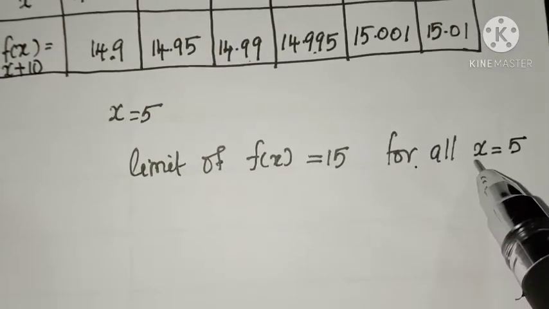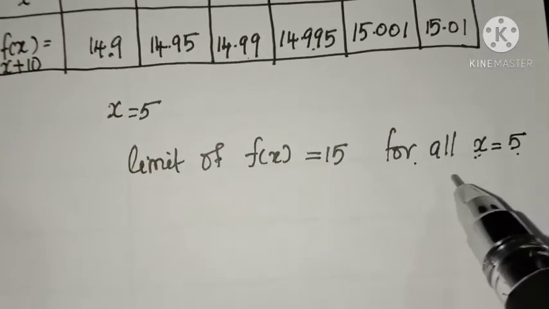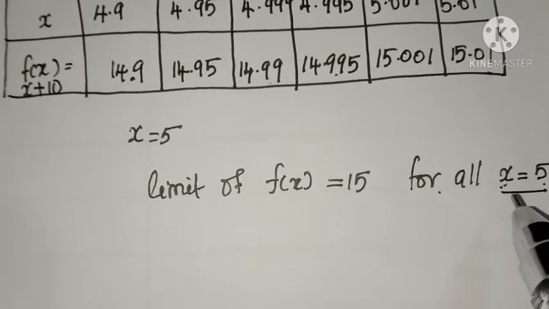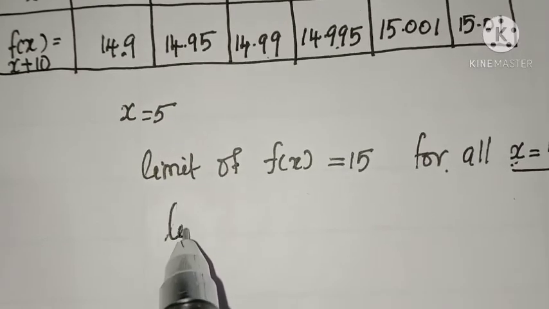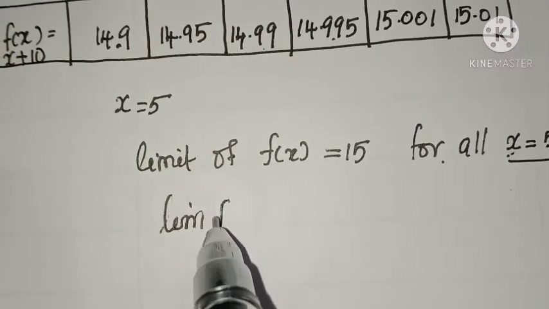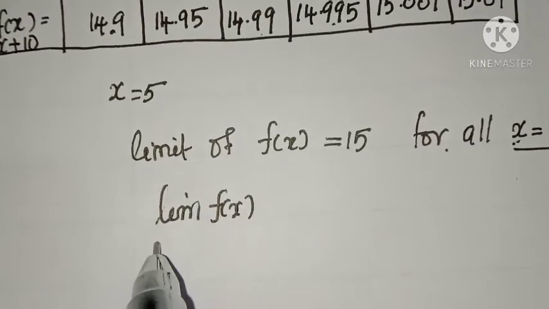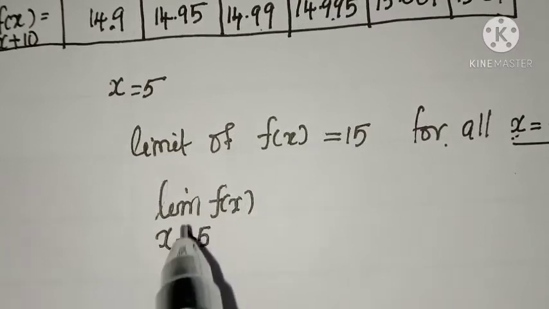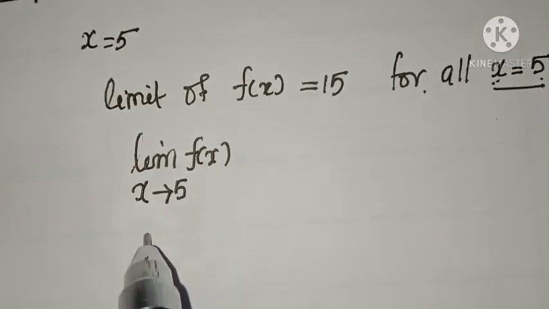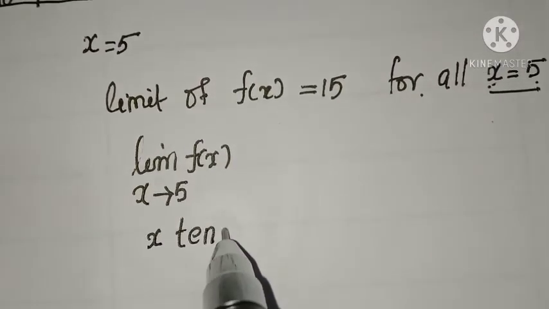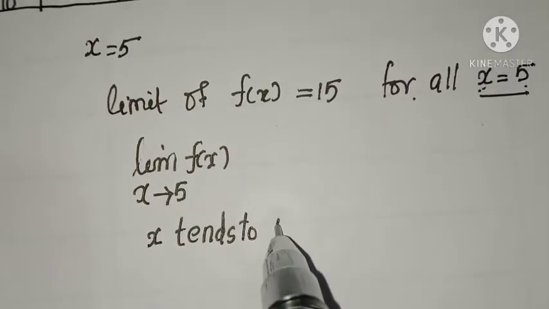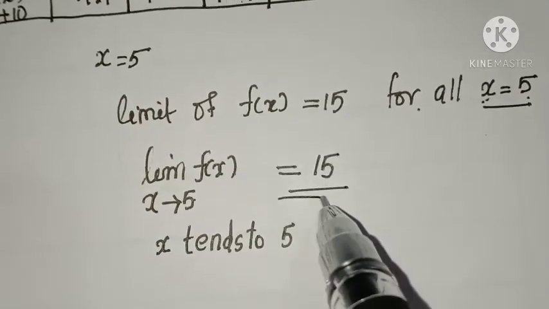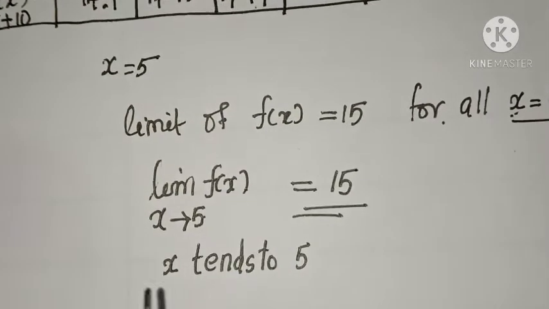Okay, for all values near to 5, to the left of 5 and also to the right of 5. So we can conclude that the limit of the function f of x when x tends to 5, read it as limit x tends to 5, f of x is equal to 15. So this is the meaning of limit of the function.